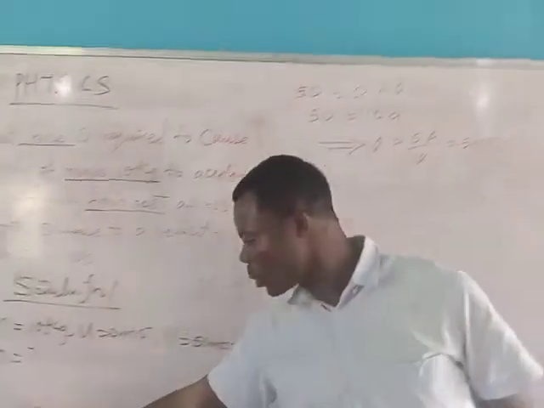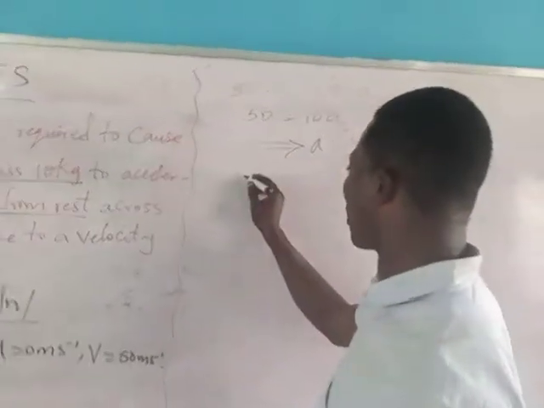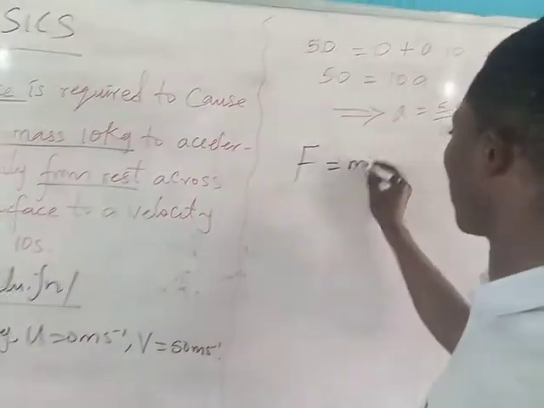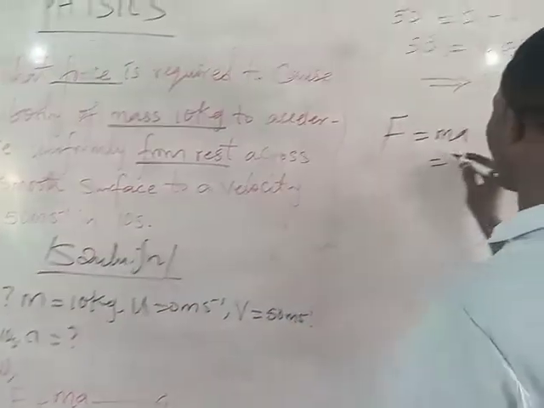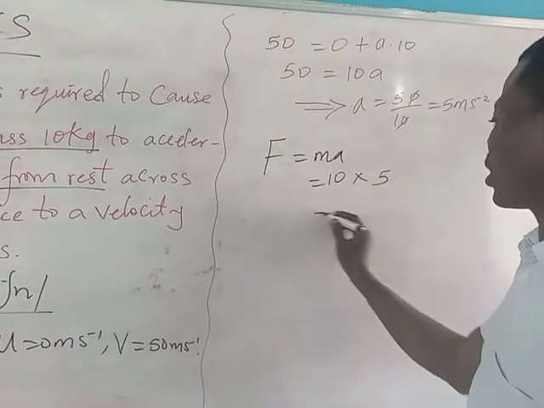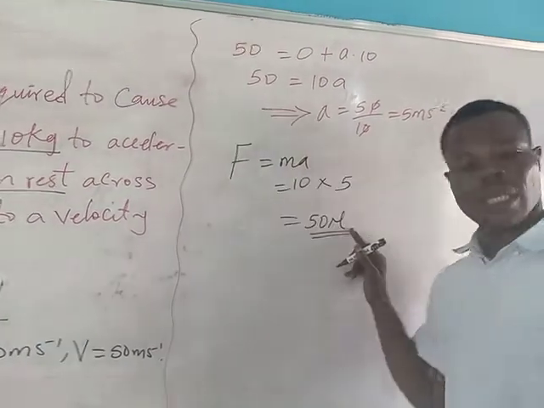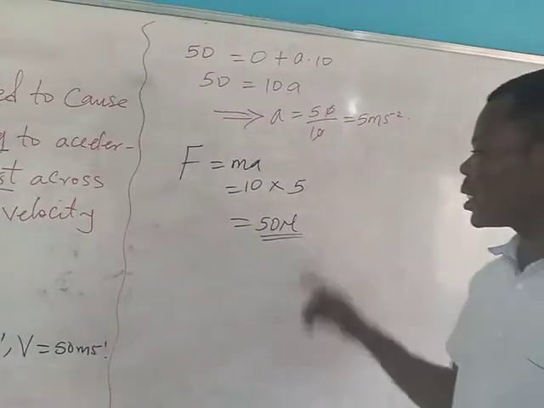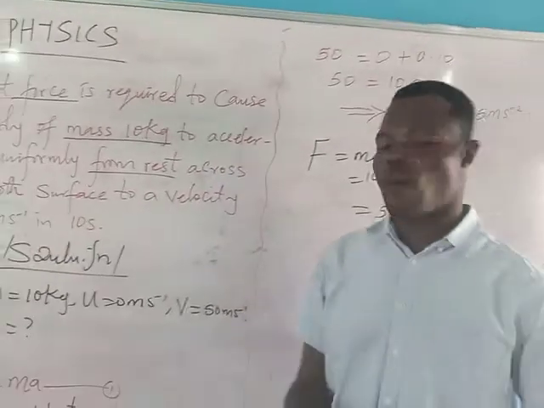Now substitute acceleration into equation 1. I will now have F equal to MA, which is equal to M, given as 10, times A, which is 5, and this is equal to 50 Newton. So the unit for force is Newton. That is the solution to this question.